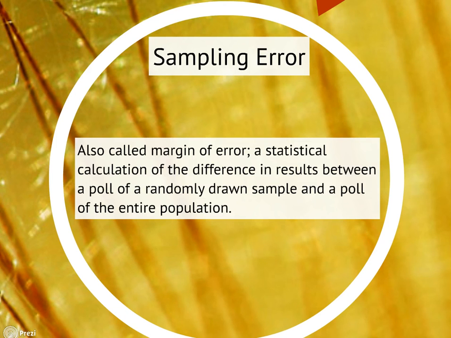To adjust for problems with sampling, every poll that relies on a sample has a sampling error, which is sometimes called the margin of error, which is a statistical calculation of the difference in results between a poll of a randomly drawn sample and a poll of the entire population. If you didn't catch that, make sure you pause and rewind. Many polls have a sampling error of plus or minus 3 percentage points. This means 3 percentage points should be added and subtracted from the poll results to find the range of the population.